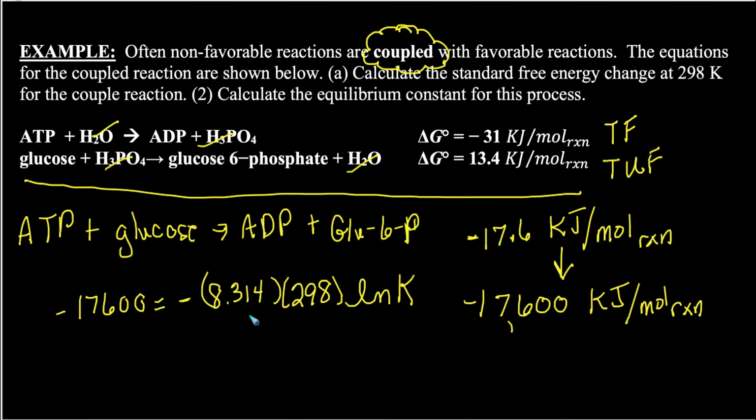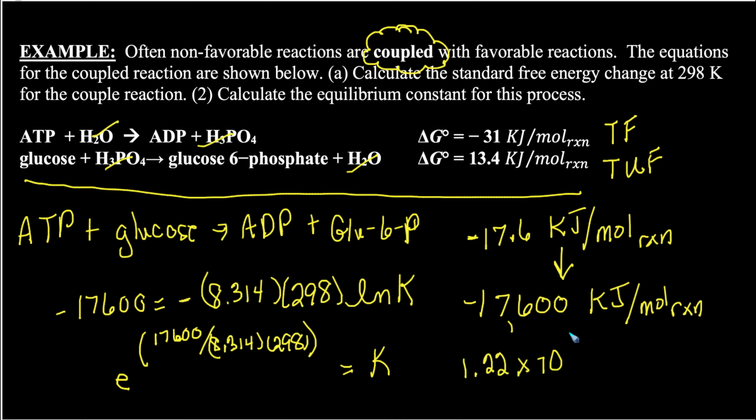And we need to do some mathematics here. The negatives would cancel. And the opposite operation of natural log is e. So if I take e to the 17,600, look at the function keys. If you look at the keys on your calculator, the opposite operations are typically the same key. One is just a function key. Then 8.314 times 298 in the denominator. Watch your parentheses there. And that would equal our K. And I got 1.22 times 10 to the third.